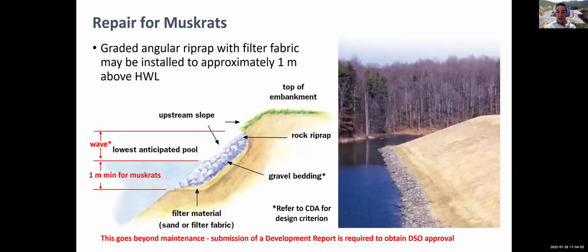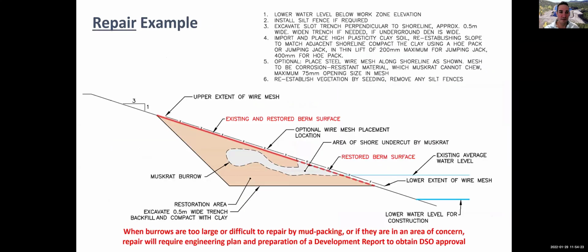Sorry, I went by 2 slides there. We talked about that repair, but if you have areas that are problematic with muskrats, you can also protect them with riprap or some meshing or something of that nature. And it also serves a dual purpose for the wave action. So I'll keep going here in the interest of time.